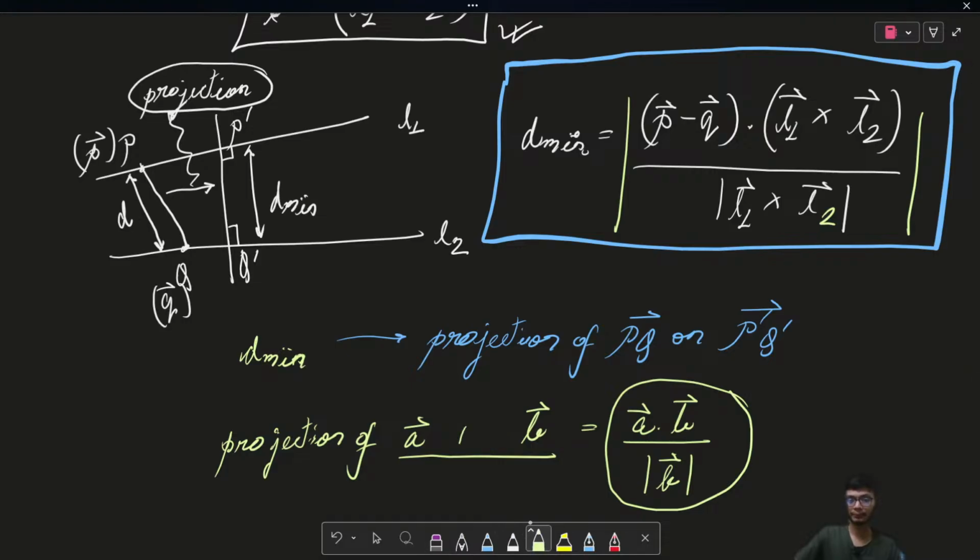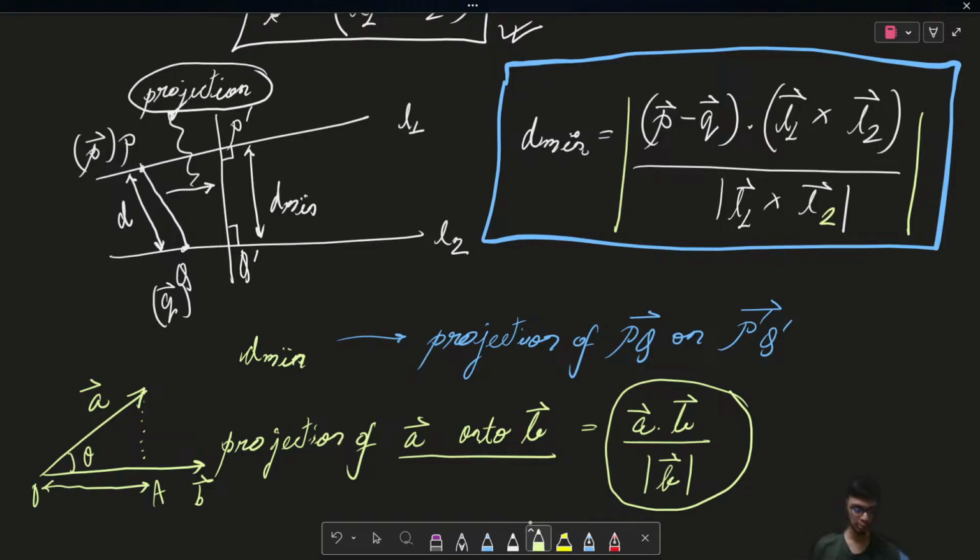This is something like taking the component of vector A in the direction of vector B. This we have already studied in our basics of vector algebra when we were discussing the scalar product. I hope this is clear for all of you.